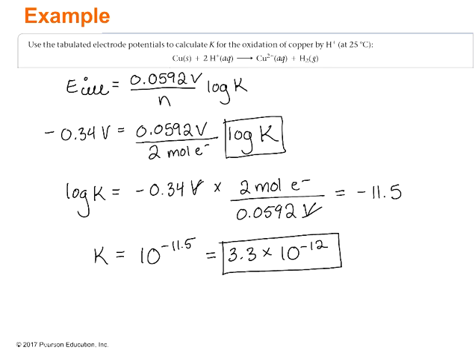My brain is going. Okay, so if we look back up at our value for E cell, it's negative 0.34 volts. So if E cell is negative, is this reaction spontaneous or non-spontaneous? It's non-spontaneous. So we would expect K to be quite small.